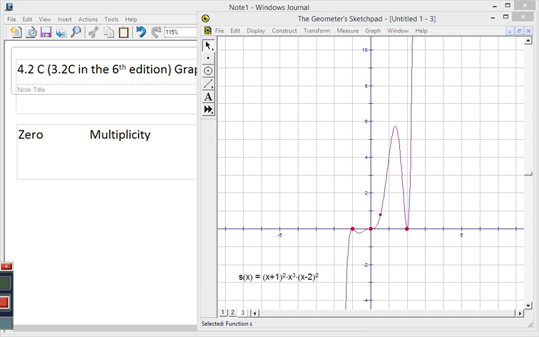All right, here's another function. You notice that this time it goes up to the right and down to the left, so we should expect an odd degree. And sure enough, I have 1, 2, 3, 4, 5, 6, 7. So if I multiplied out all these x's, I would have an x to the 7th. My first factor here is x plus 1, and so that means my 0 is negative 1, and it has multiplicity of 2.